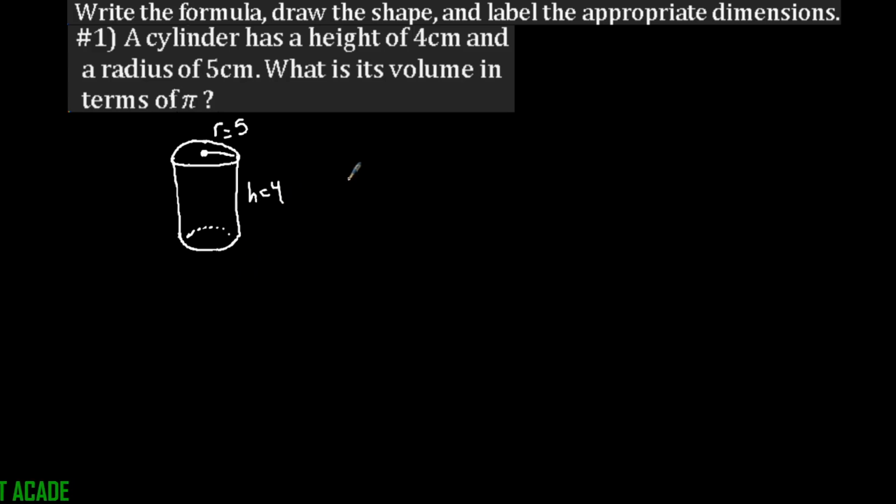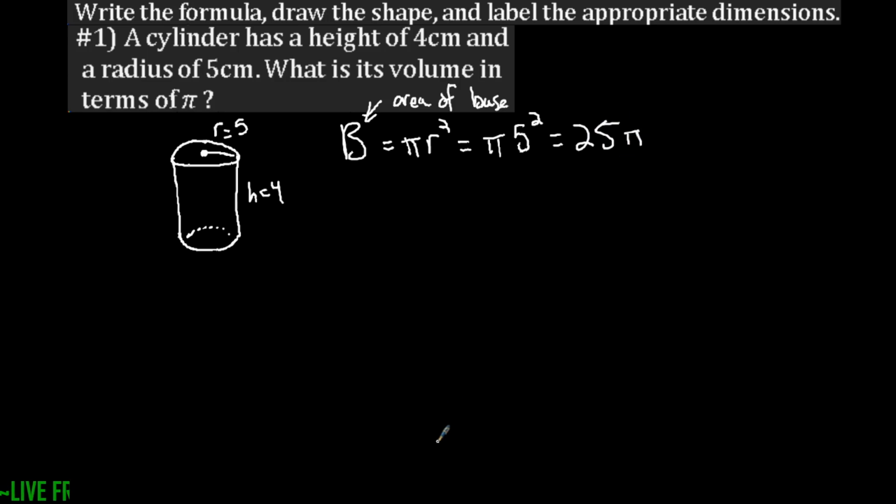And so if we're solving for the volume, we can first find the area of the base. Again, our area of base is going to be equal to pi times the radius squared. That's just pi times 5 squared, which is the same as 25 pi. Now we can find the volume of the cylinder, which is equal to the area of the base times the height.